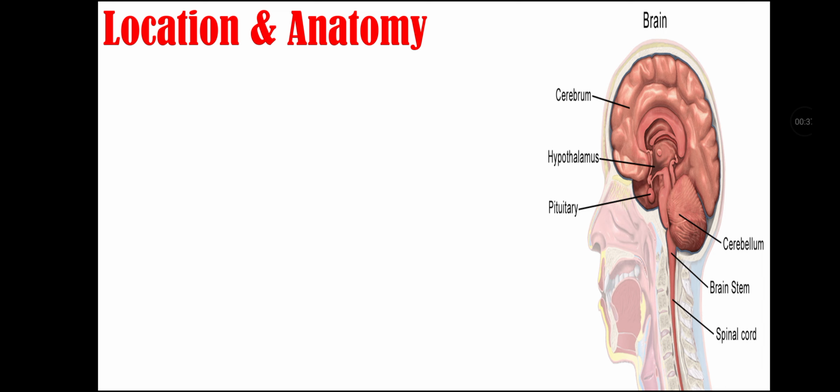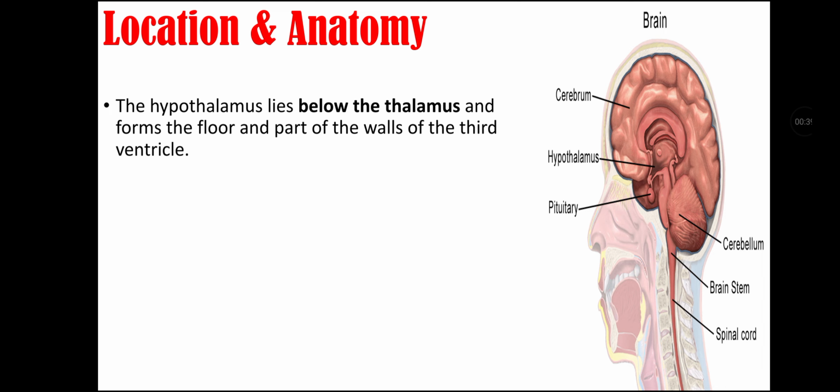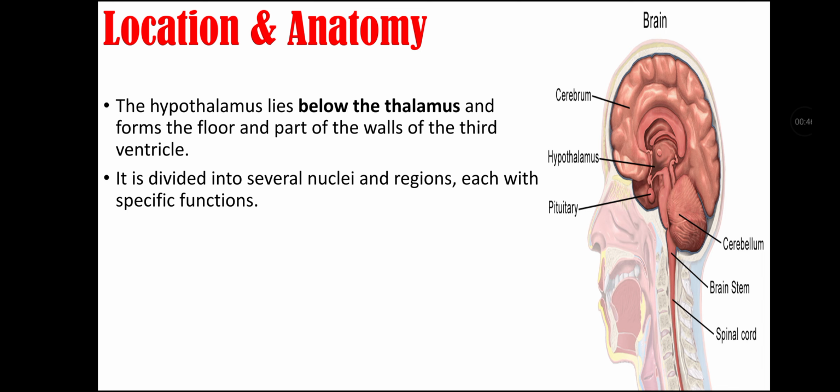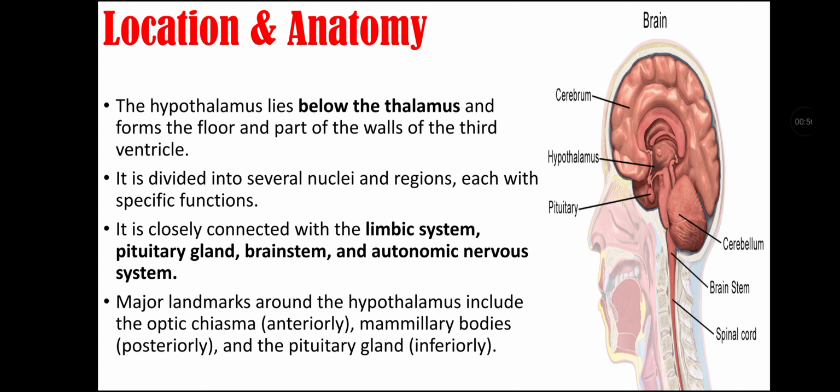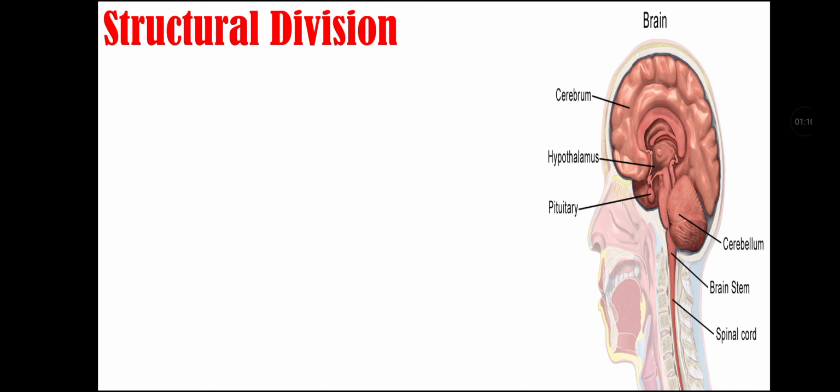Location and anatomy of hypothalamus. Hypothalamus lies below the thalamus and forms the floor and part of the walls of the third ventricle. It is divided into several nuclei and regions, each with a specific function. It is closely connected with the limbic system, pituitary gland, brainstem, and autonomic nervous system. Major landmarks around the hypothalamus include the optic chiasma that is present anterior to the hypothalamus, mammillary bodies that are present posterior to the hypothalamus, and the pituitary gland is present inferior to the hypothalamus.